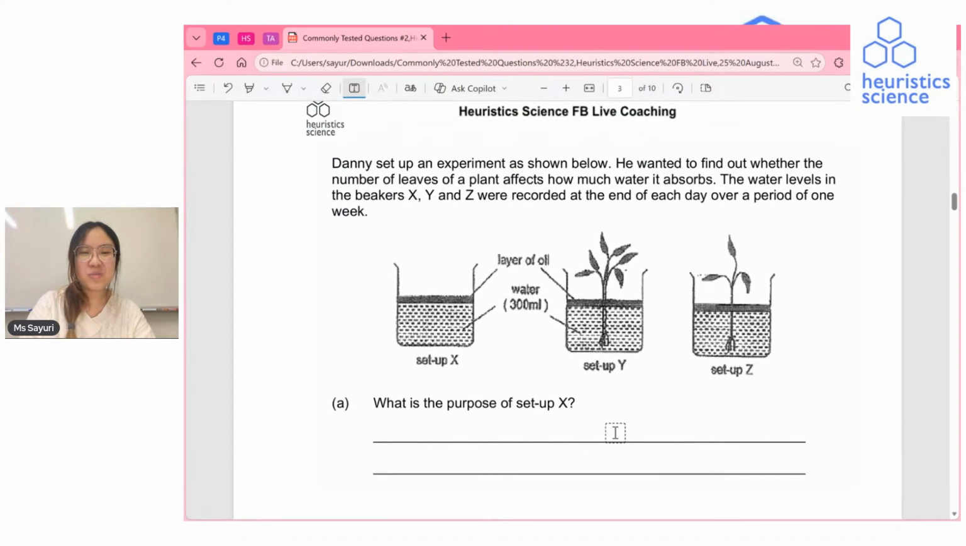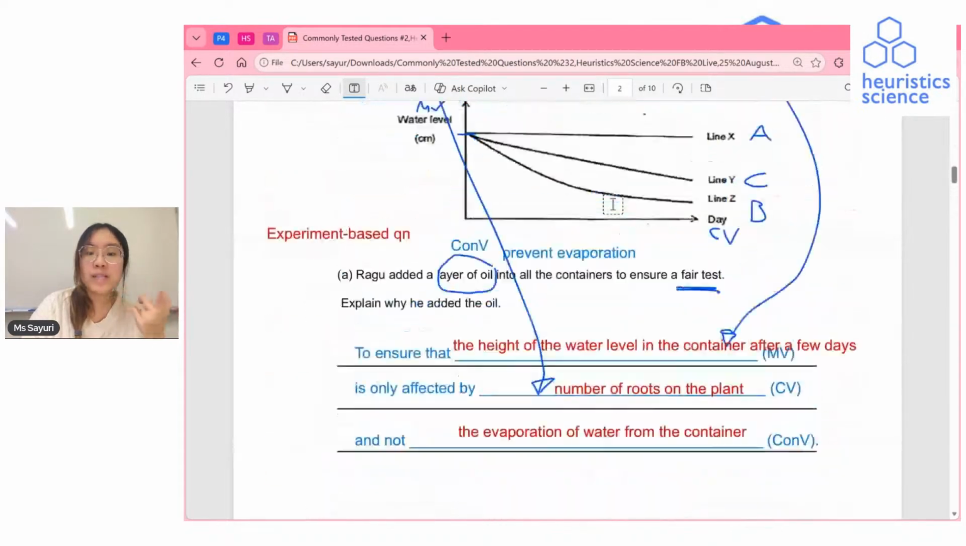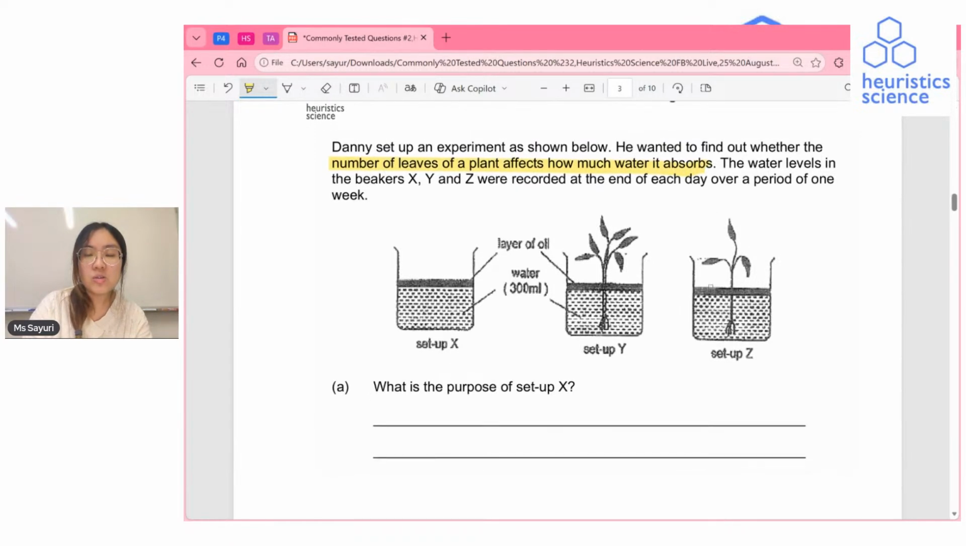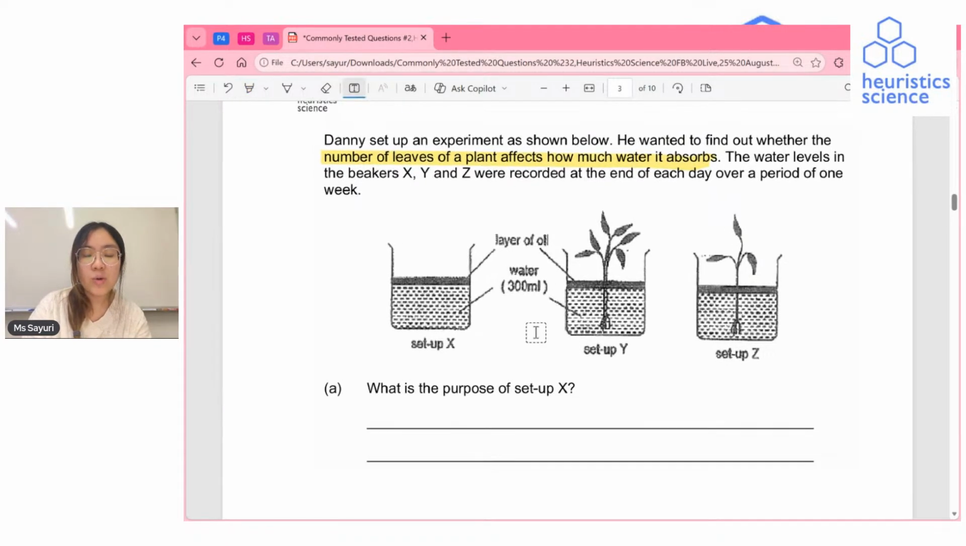Danny did an experiment. So this question, again, like 90% of students get it wrong. Why? So another experiment now, you want to find out if the number of leaves affects the amount of water absorbed. So it's almost the same as blood group, but now you change the variable. Now it's about leaves. So over here, what is the purpose of X?